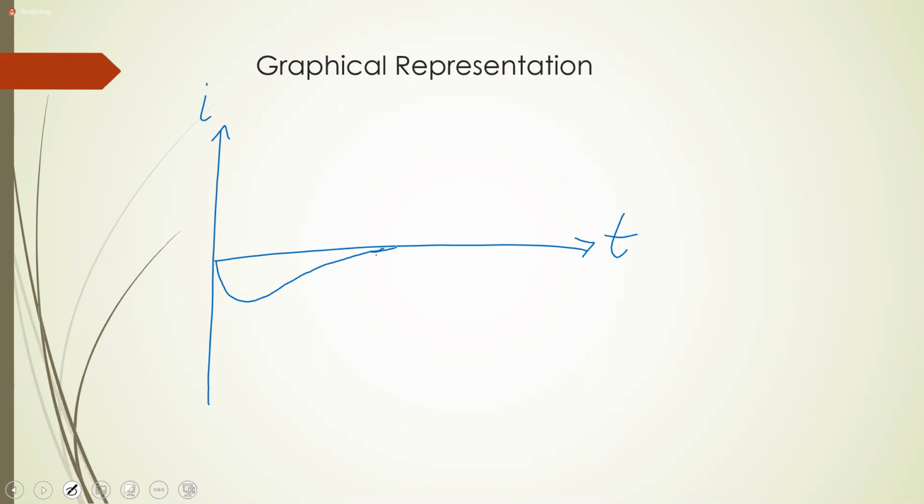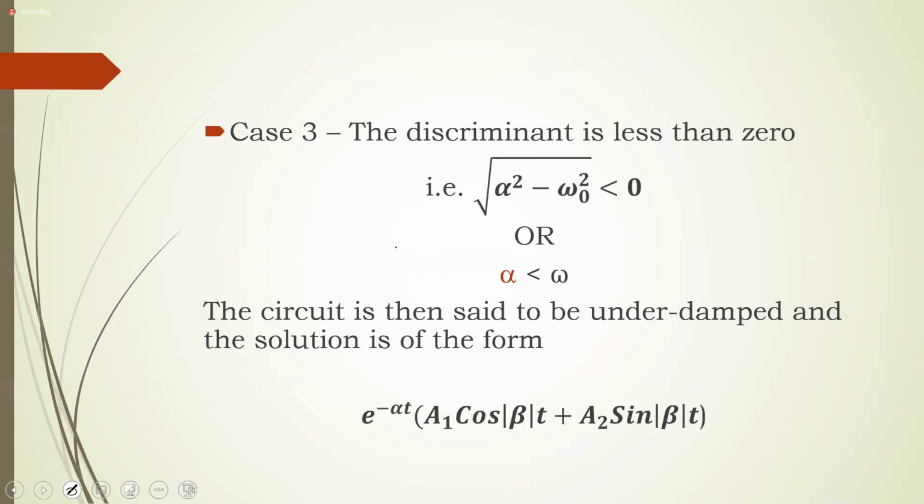And then finally, the third option is that the discriminant is less than 0. So now alpha is less than omega, which means that what we have inside here is negative. And if I'm finding the square root of a negative number, then of course we're now going to go into the imaginary sphere. All right?